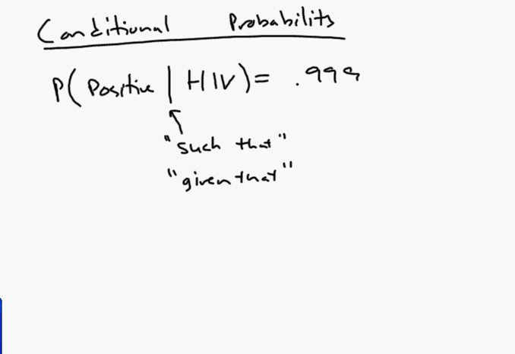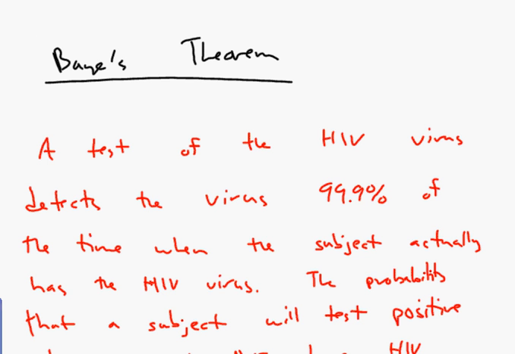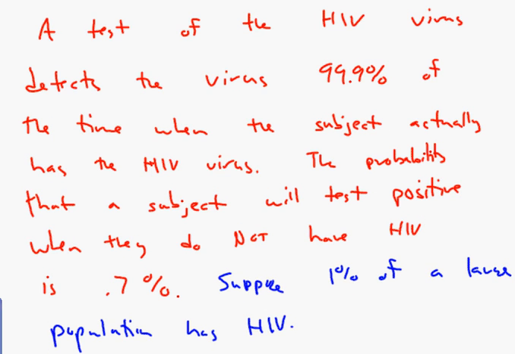So let's go back to the problem and see what else they're telling us. This next sentence says the probability that a subject will test positive when they do not have HIV is 0.7%. That's sometimes referred to as the false positive percentage or proportion. In other words, there are going to be some people who go and get tested for HIV. They really do not have it. They're not carrying the virus. But the test is going to still tell them yes, they are. That's an example of another conditional probability.